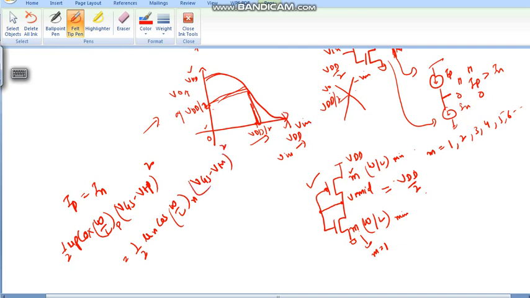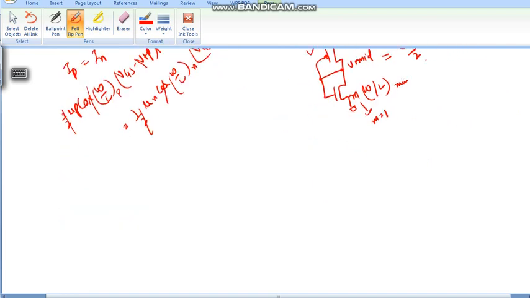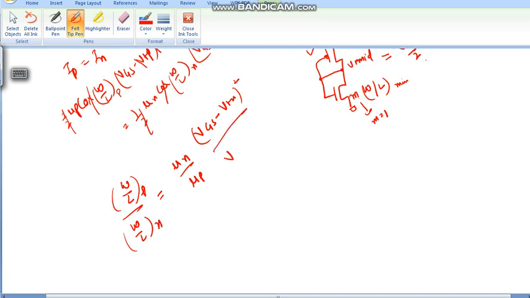Here threshold is negative, so we will take the modulus. Cox will cancel, and this will come like this: (W by L)P upon (W by L)N equals mu N by mu P, times (VGS minus VTN) squared upon (VGS minus VTP) squared.